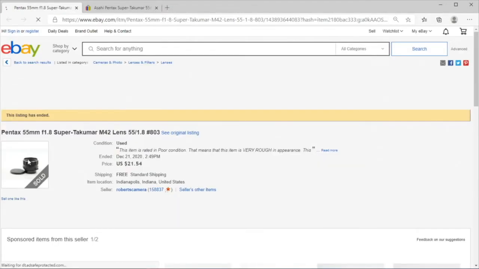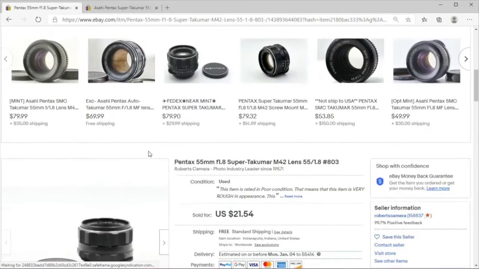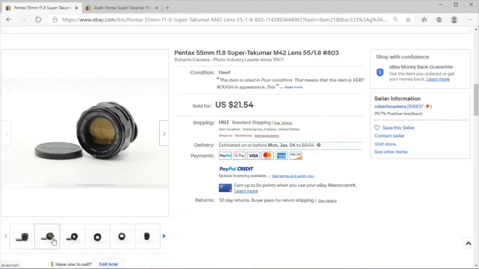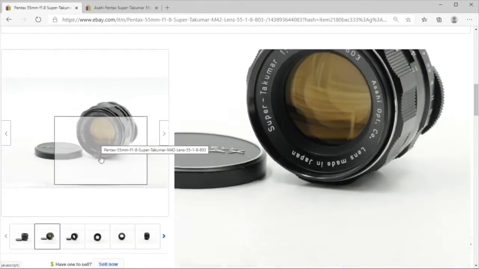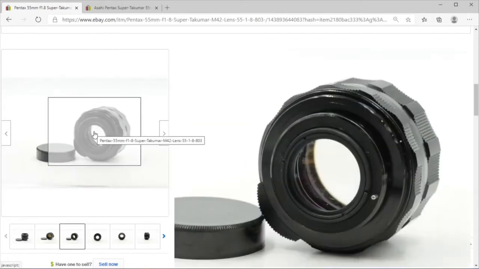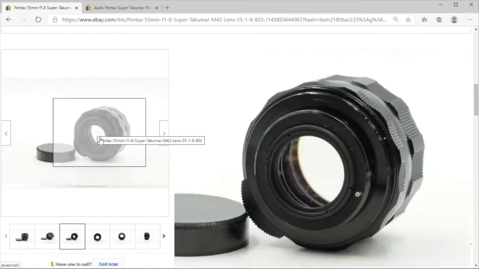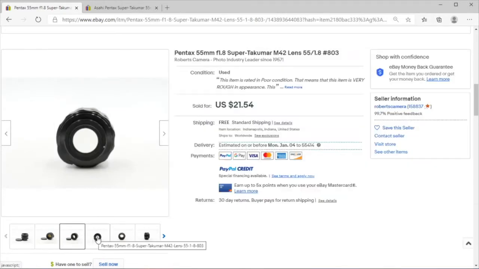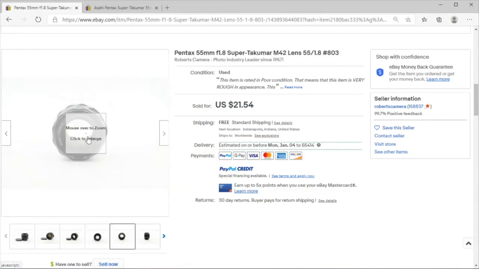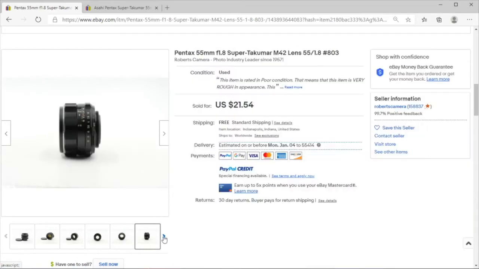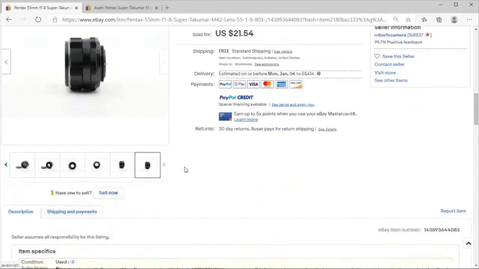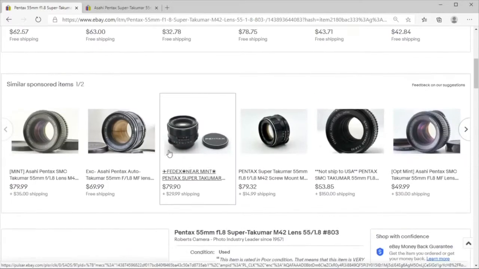Here we have a much more worn version that I wanted to take a look at. Looks like we have some yellowing in there that will need correction, and yeah, a little bit of fungus starting to grow. Very rough in appearance. Well, you know, the photos actually don't do that rough appearance justice. The photos actually look quite nice, so not bad.